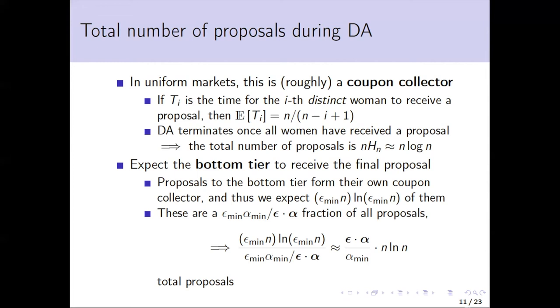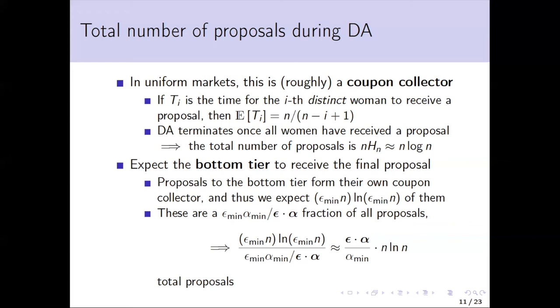To handle the tiered market, we start by noticing that the bottom tier, as we said earlier, is in fact the least popular and receives the fewest proposals. So it is expected that the bottom tier will receive the final proposal that terminates the deferred acceptance process. Using the same coupon collector argument, we can show that the number of proposals to the bottom tier will be roughly epsilon_min times n, and then times log of epsilon_min times n, where epsilon_min marks the size of the worst tier.